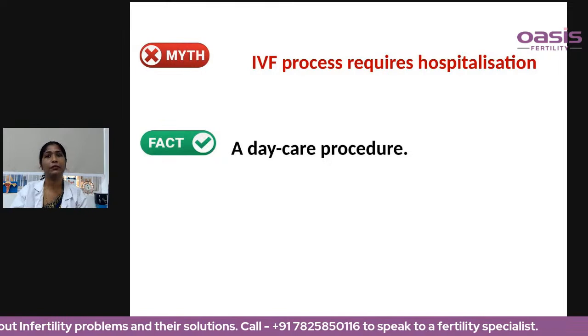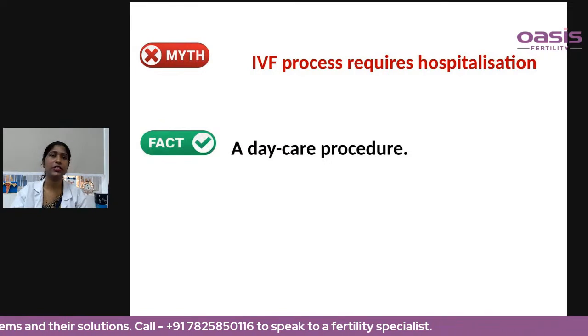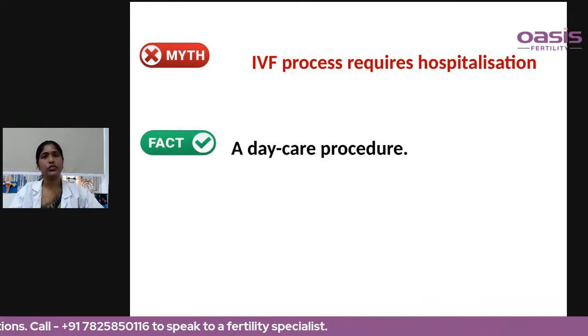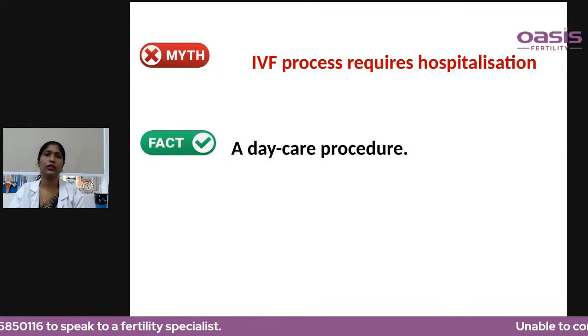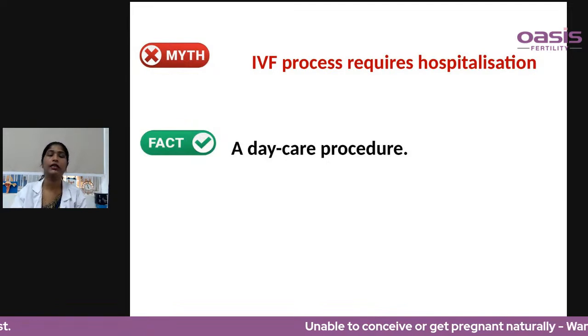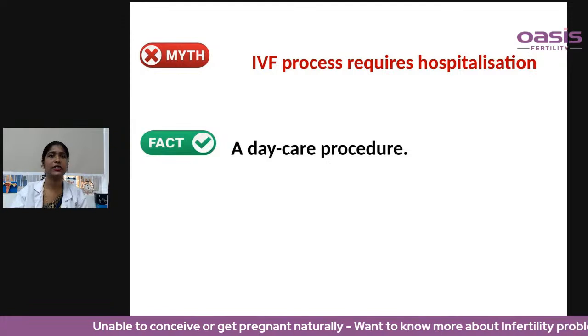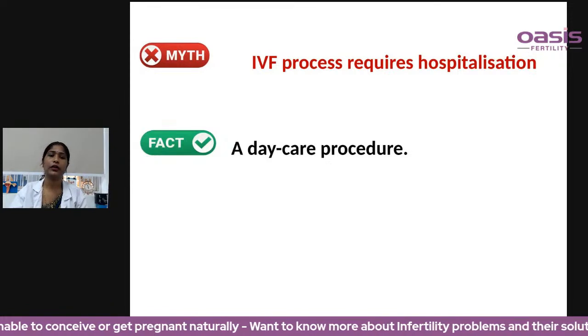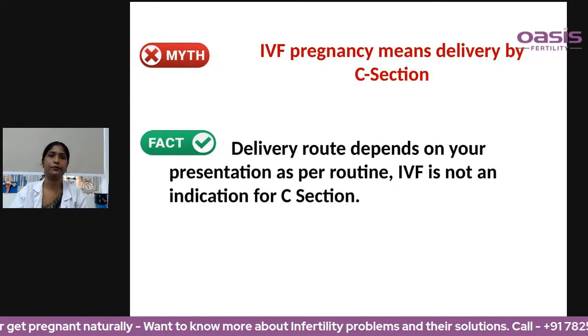Then this is again a myth. IVF procedure requires hospitalization. No, because most of the procedures are done on a daycare basis. For example, the egg collection procedure, you go back home the same day. Embryo transfer, you go back home the same day. Rest of the days also, you take the injections and then go back. So it's a daycare procedure totally.